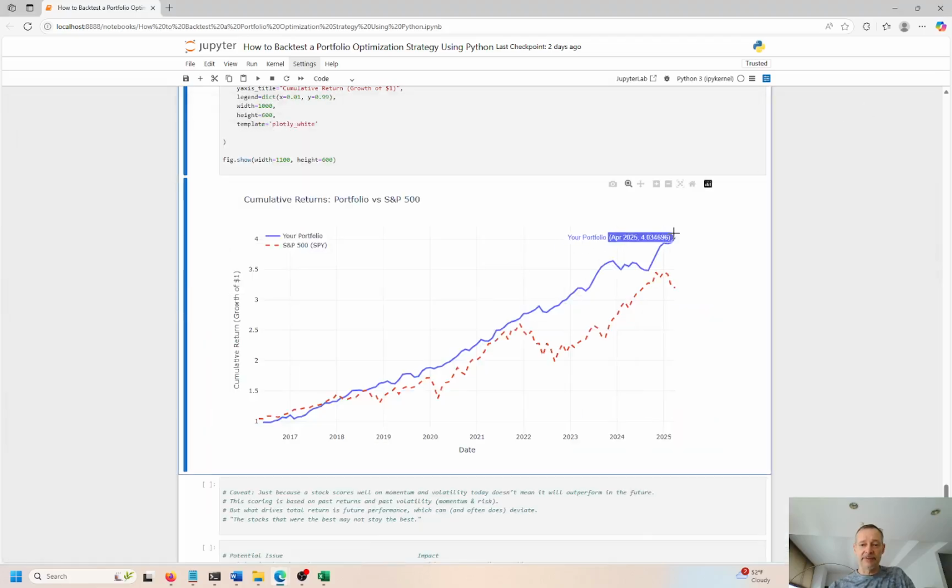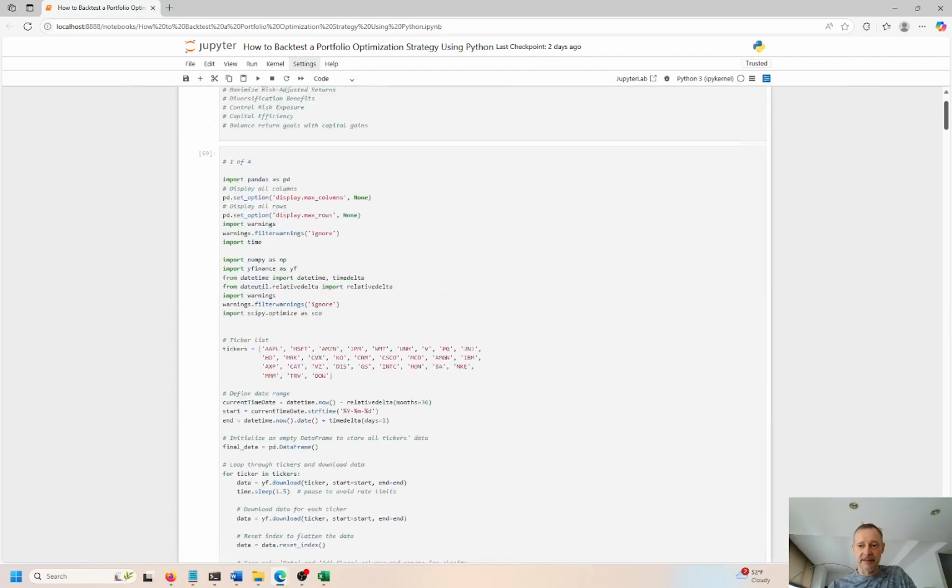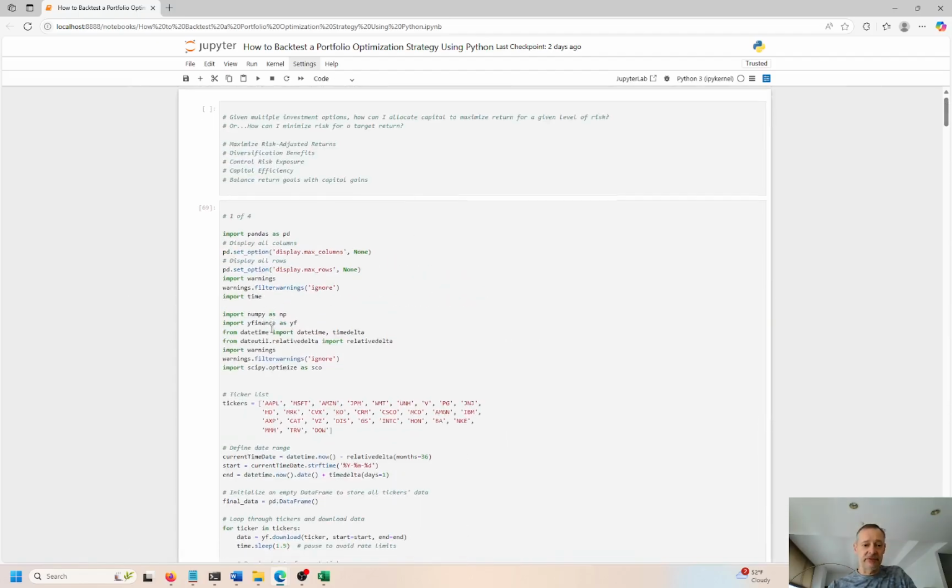This is the only one I've seen that actually beat the S&P, right? So we actually beat it. But let me show you a little trick here. It actually depends on the time frame that you're looking at too.